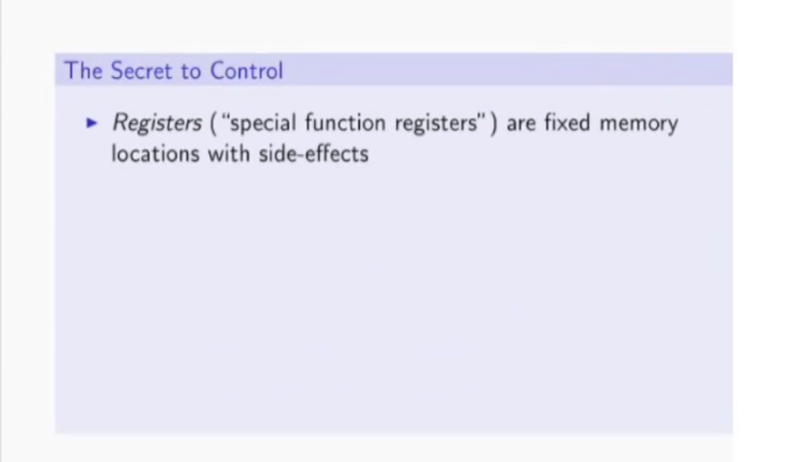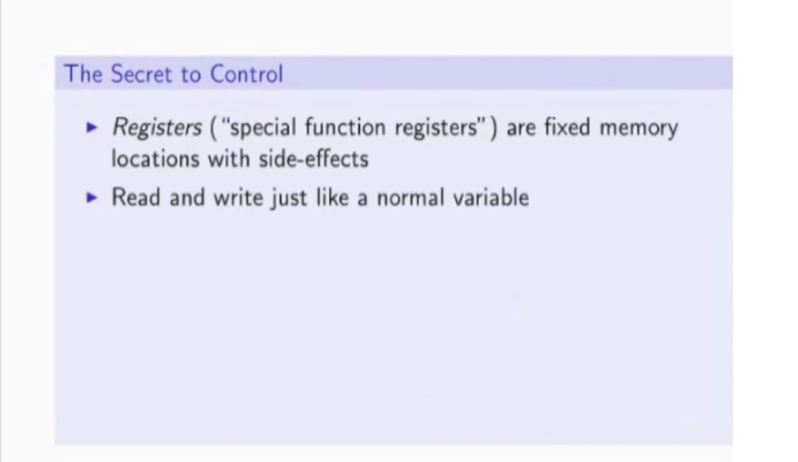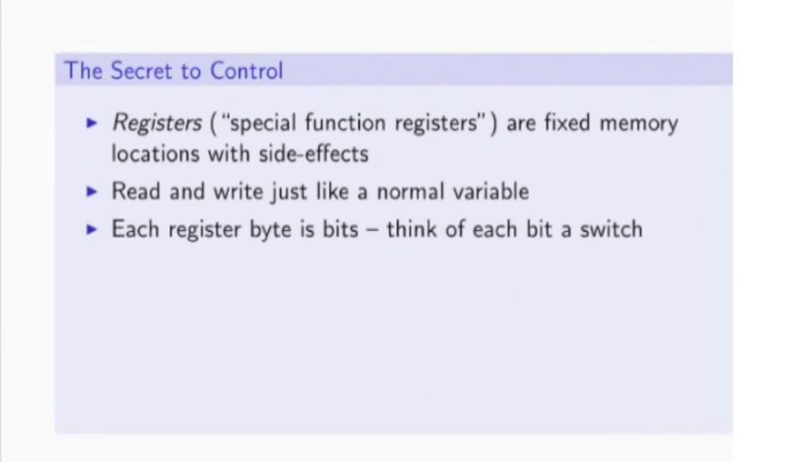Registers? Yeah, registers. The special function registers are the real secret to configuring everything in these chips, in microcontrollers in general, AVRs in particular. They're called special function registers in the datasheet. They're basically fixed memory locations with side effects. That is to say, you can read and write to them just like a normal variable, so you can say something like A equals 1 or PORTB equals 7. But don't think of them as numbers.